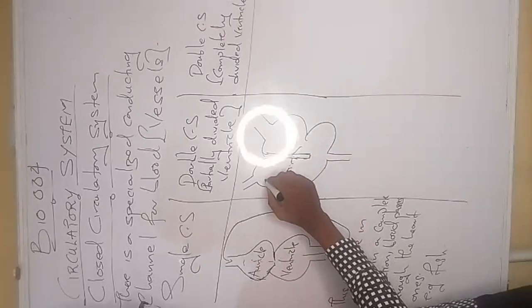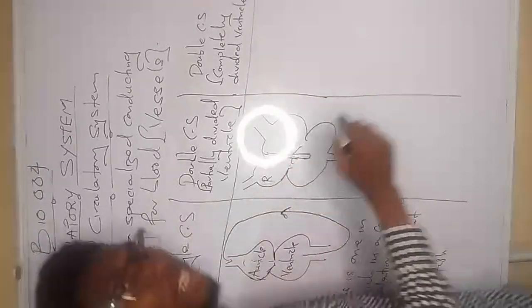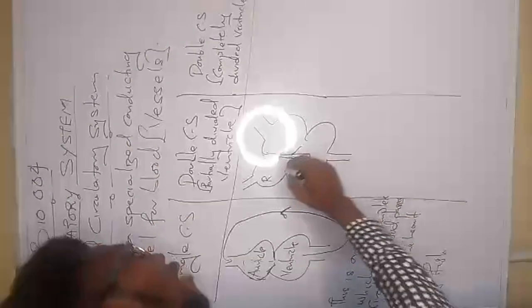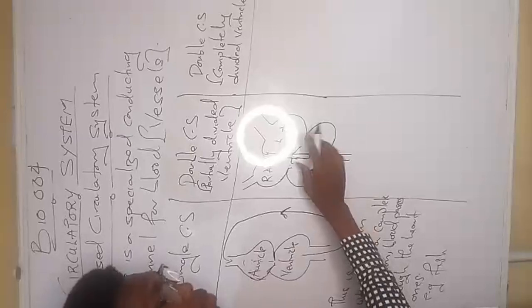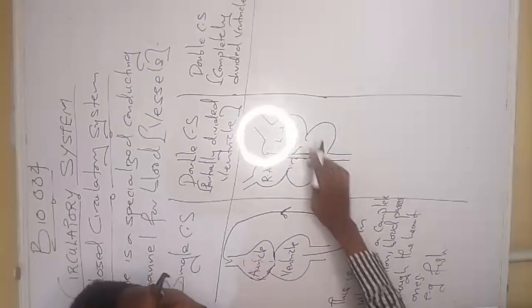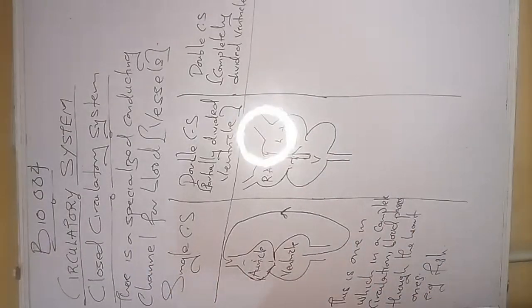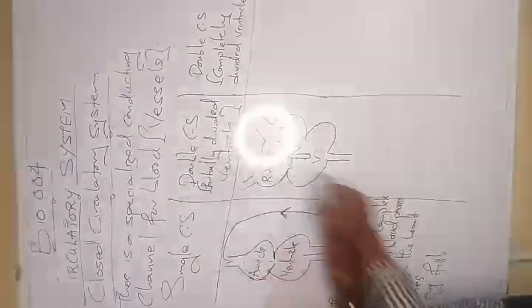So this is the auricle, this is the right auricle. Imagine we are standing like this. So this is the right auricle, the left auricle, then this is the ventricle which has been partially divided by this septum in this region. You understand? So this is exactly what that is.